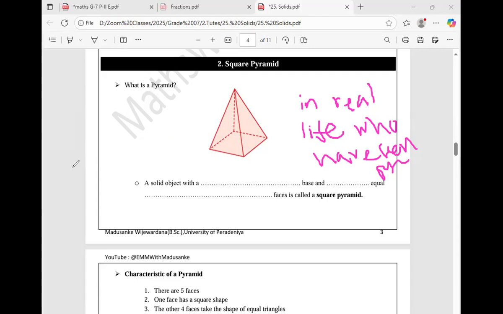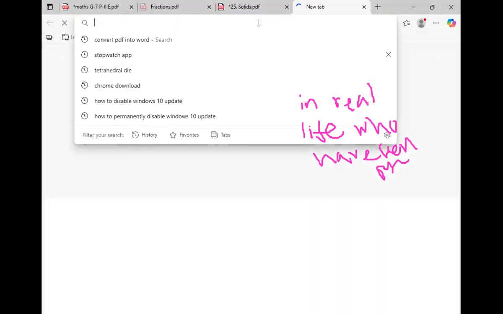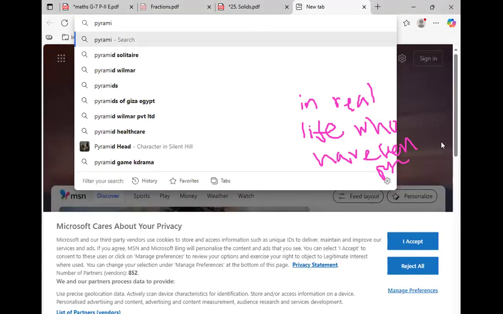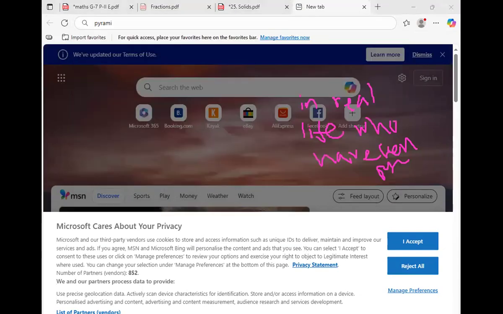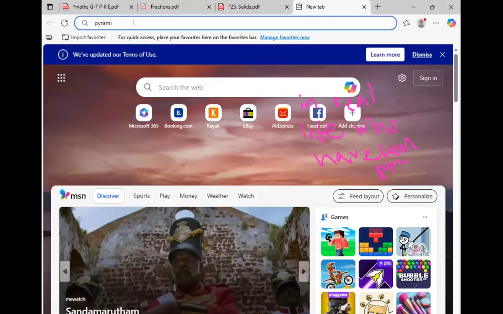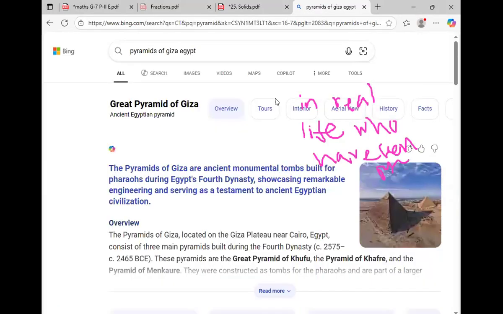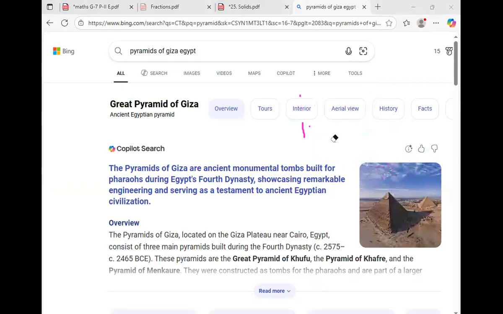So shall I show you? Pyramid. So this is a pyramid.